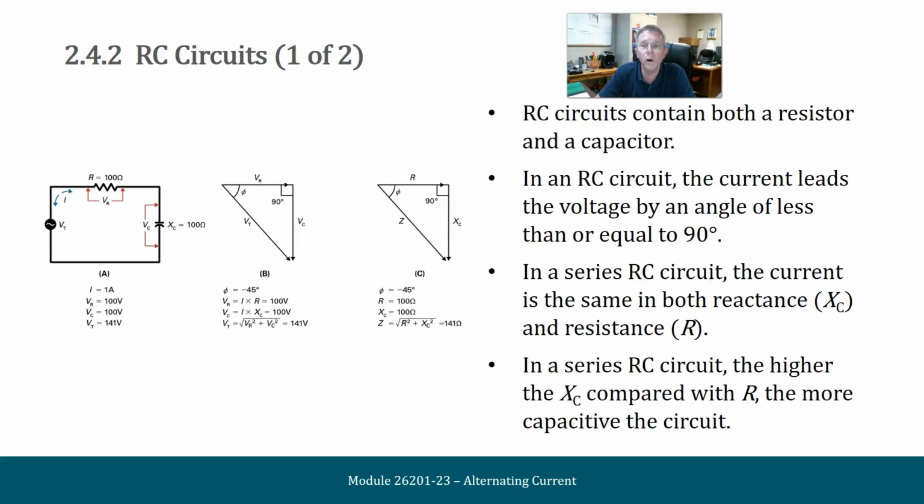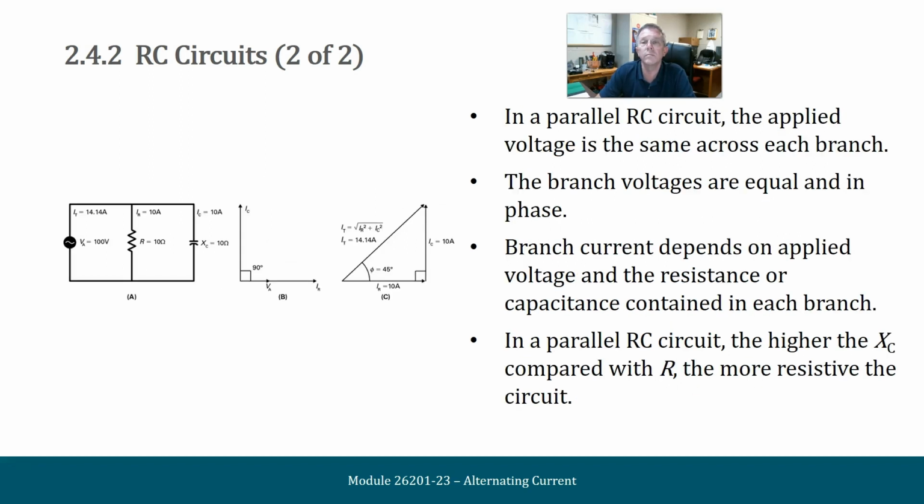RC circuits contain both a resistor and a capacitor. In an RC circuit, the current leads the voltage by an angle of less than or equal to 90 degrees. In a series RC circuit, the current is the same in both reactance XC and resistance R. In a series RC circuit, the higher the XC compared with R, the more capacitive the circuit.